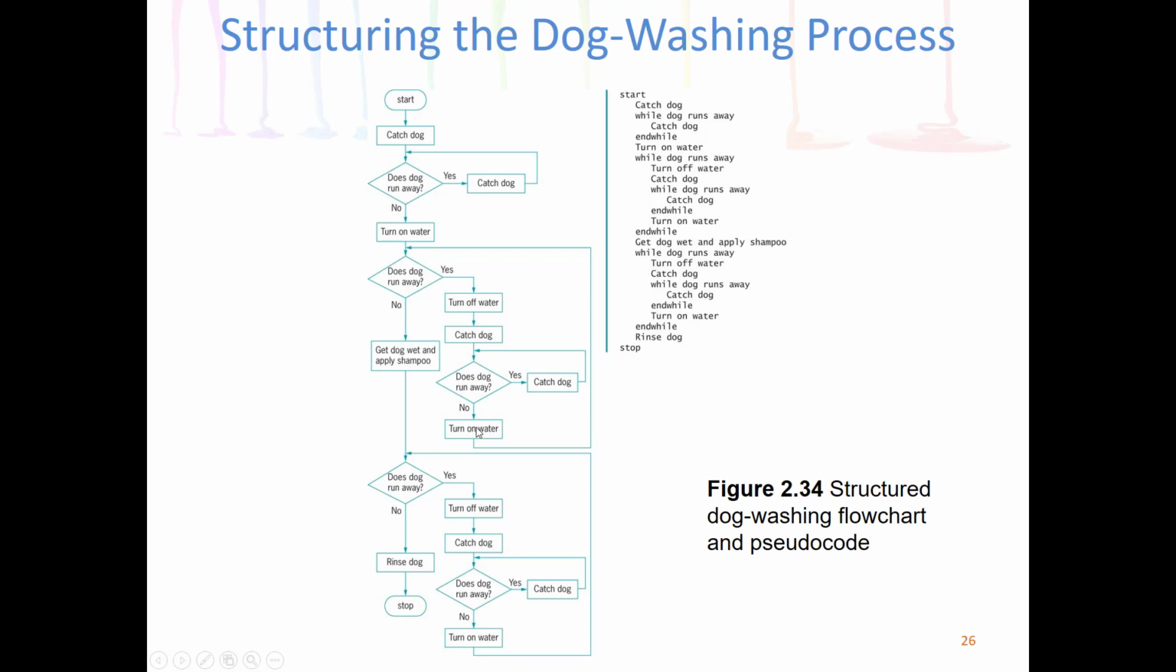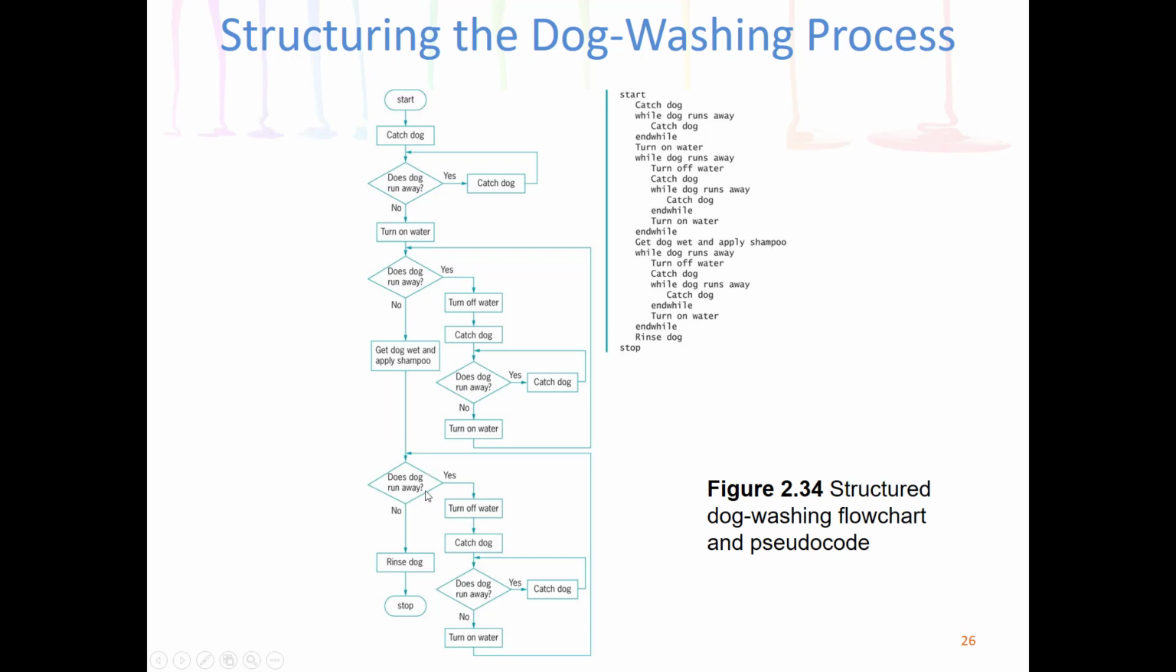Does the dog run away? No, you turn the water back on. Now, does the dog run away when the water's back on? If yes, you go through here, turn the water off, catch the dog, and so on. So it just repeats until the dog doesn't run away. Maybe you tie it to a tree or something. And when the dog does not run away, you get the dog wet and apply shampoo.